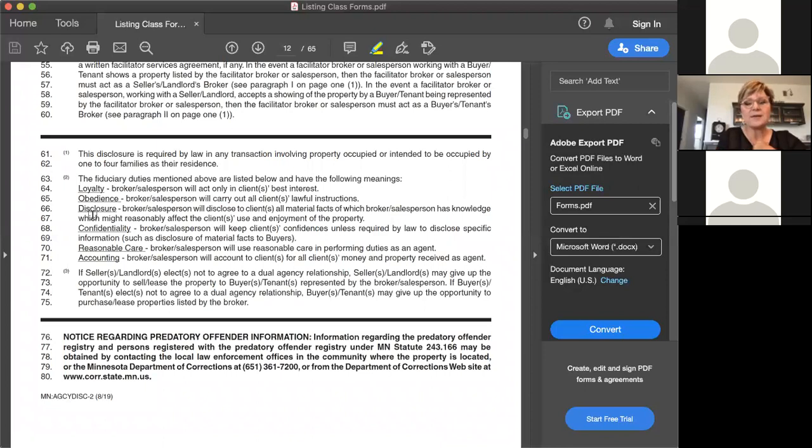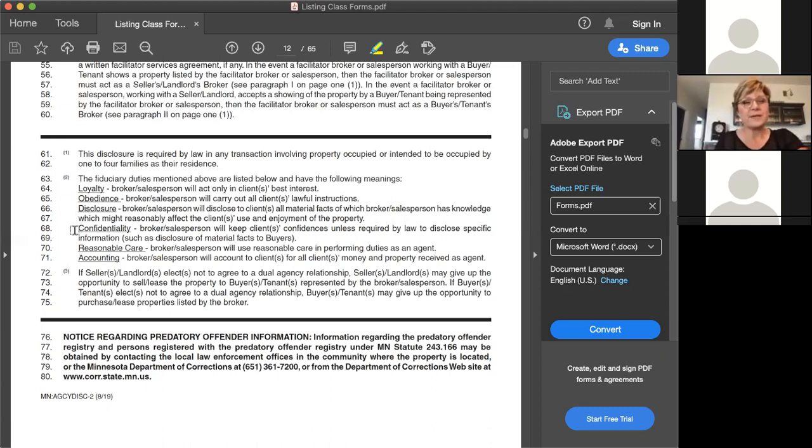Disclosure, I obviously have to disclose to any clients all material facts. Anything about the property that they would need to know that might affect their use and enjoyment of the home. And I always tell people, so if you tell me your toilet fell through the first floor into the basement, but you got it fixed, so there's no need to tell anybody, I would have to tell you, nope, I'm sorry, I have to disclose that, right? That's a material fact.